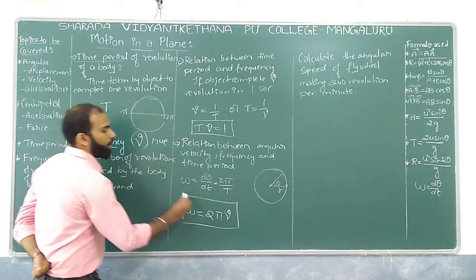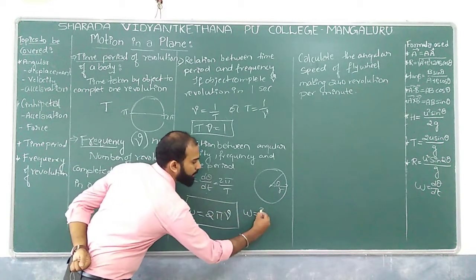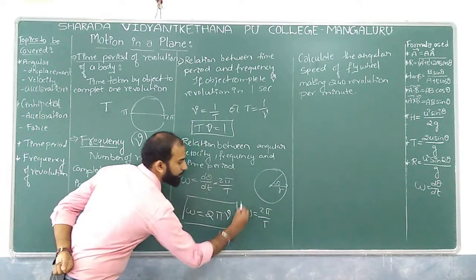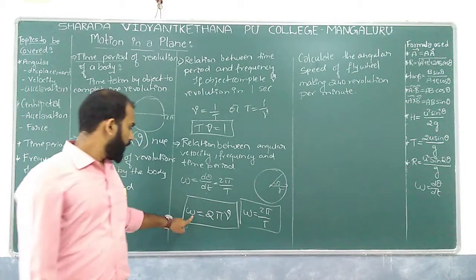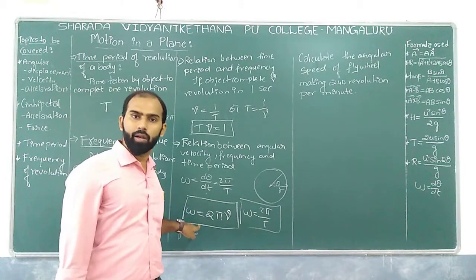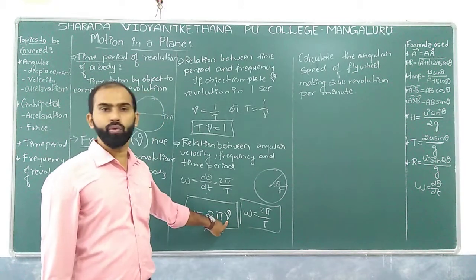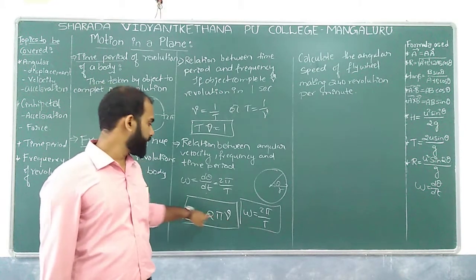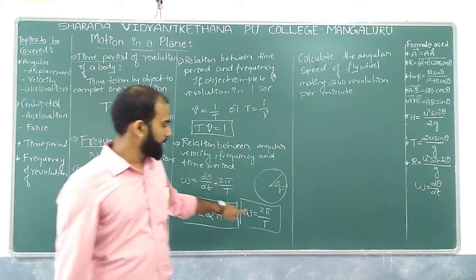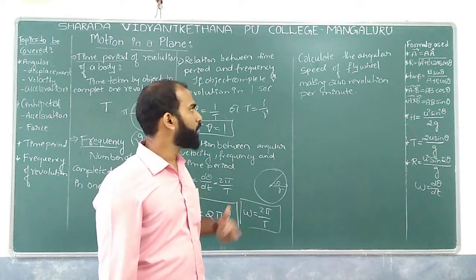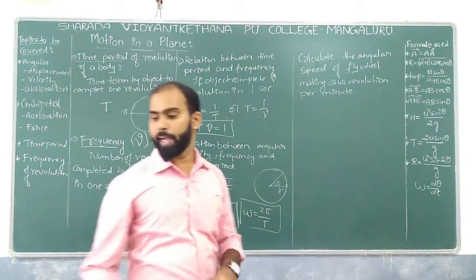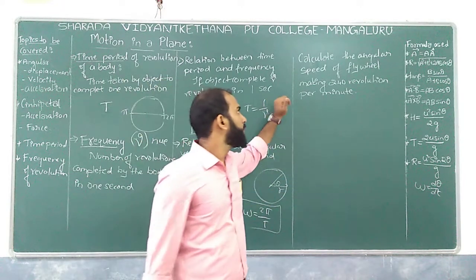Also, omega equal to 2 pi divided by T is also possible. So these are the basic relations between omega, the angular frequency or angular velocity, nu, which is called the frequency, and capital T, which deals with the time period of revolution.